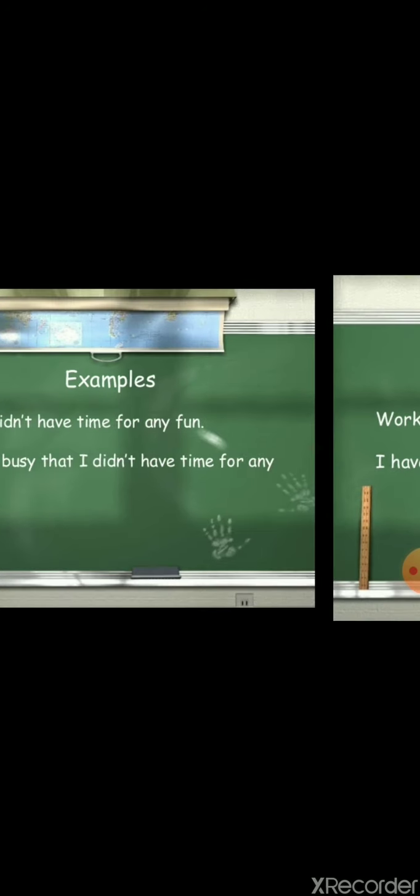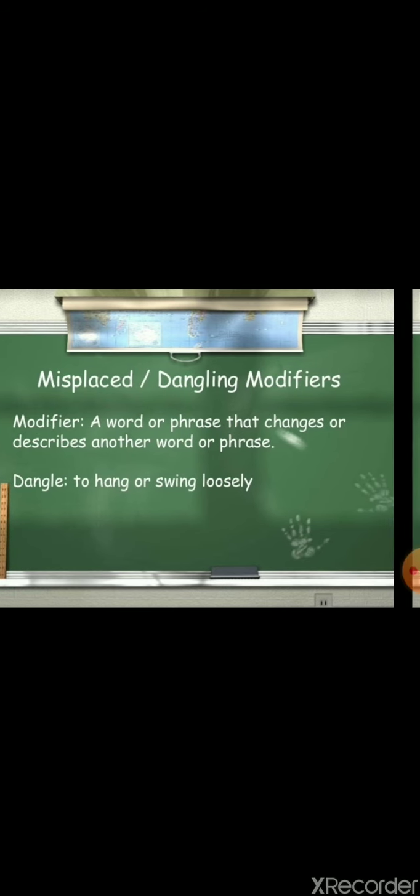Okay? The verb segment. More example to understand that I didn't have time for any fun. I was so busy. Okay. Some completed version was missed in that sentence. First one and second one we have provided. While reading we got the error. I was so busy that I didn't have time for any fun.